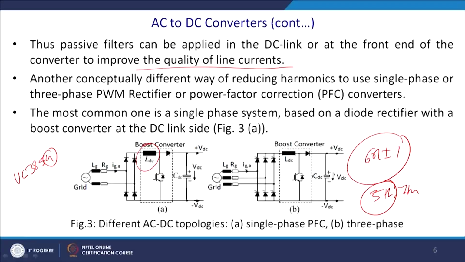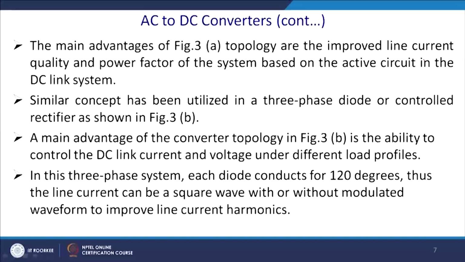The most common one is a single phase system based on the diode bridge rectifier with a boost converter at the DC link side. It is shown in this figure, and this is the 3 phase version of it. There is a challenge involving this 3 phase version with a boost converter, as getting a current envelope is a little bit challenging. The main advantage of the figure 3A topology is the improved line current quality and power factor of the system, based on the active circuit in the DC link.